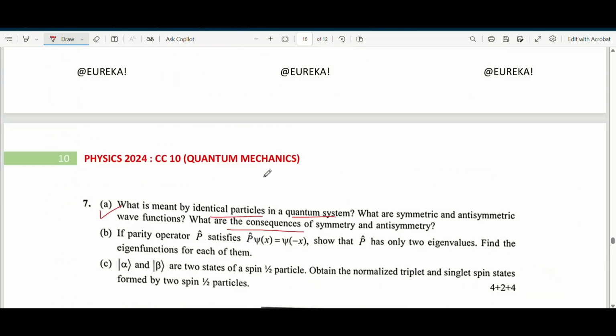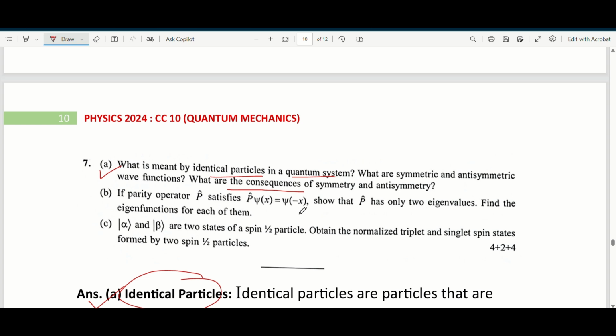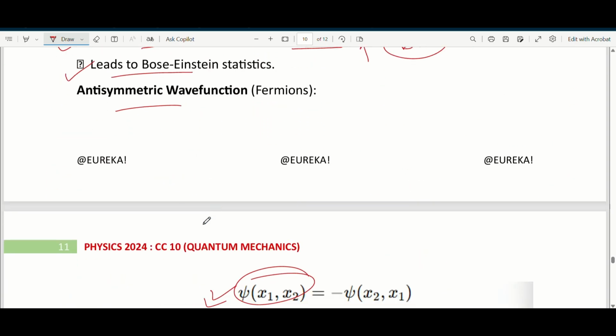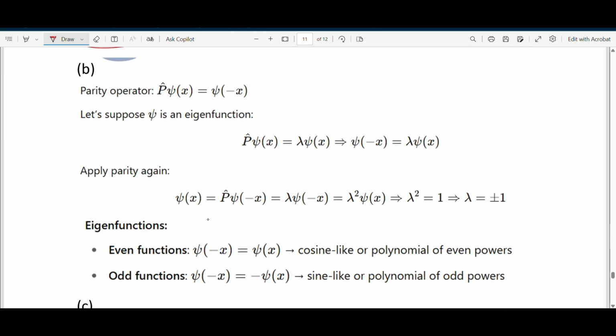Okay, now the next question is about the parity operator. P is given as this. We have to show it has two eigenvalues and find the eigenfunction for each eigenvalue. So suppose we operate the parity operator on psi of x and we get an eigenvalue lambda. Now, if we operate parity P on a function psi of x, then we get psi of minus x. Therefore psi of minus x equals lambda times psi of x.